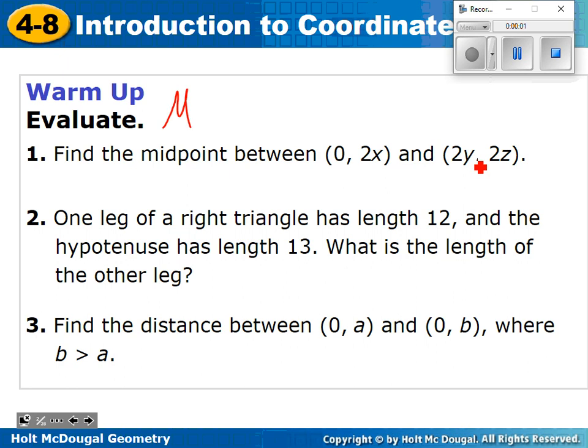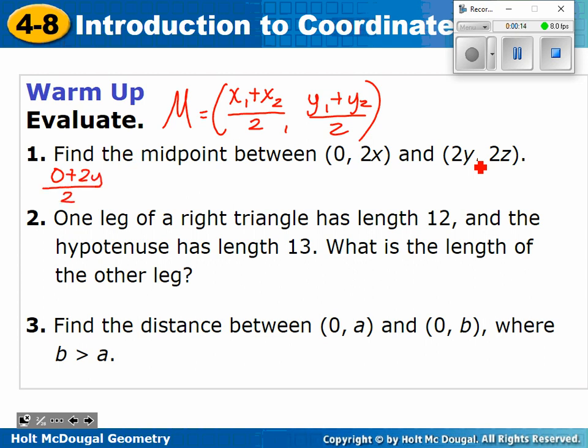In chapter 1, the midpoint formula is x1 plus x2 divided by 2, y1 plus y2 divided by 2. All right, and so you said that means I'm going to do 0 plus 2y and divide it by 2. And then what else would I do? Exactly. Okay, and then let's simplify that. So what is 0 plus 2y? And 2y divided by 2?